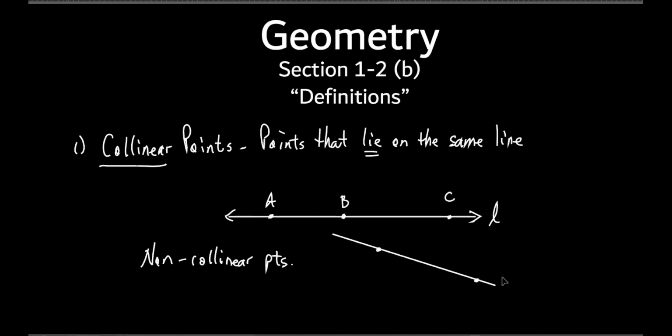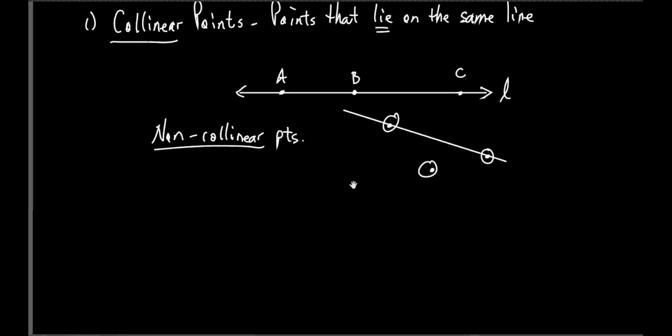So those would be collinear, wouldn't they? But what if I had like a third point right there? Tell me something about all 3 of these points. Do all 3 lie on the same line? No. So we would call them what? Non-collinear. Very good. All right, so it's all definitions. These are all definitions. And there we go.